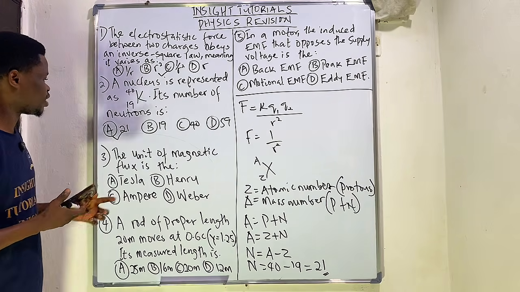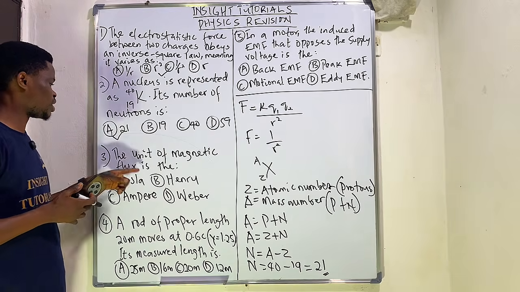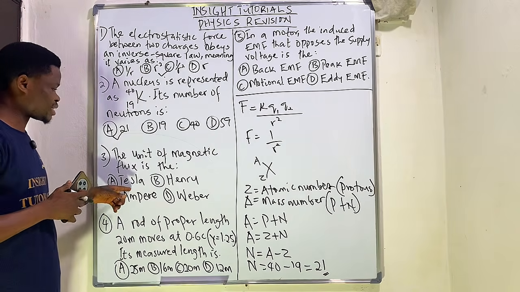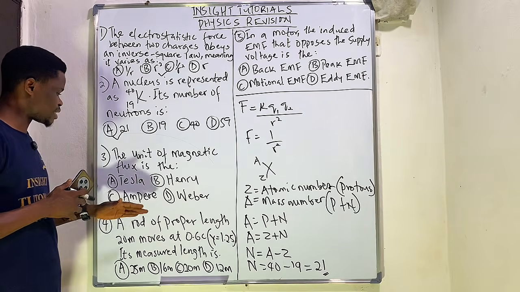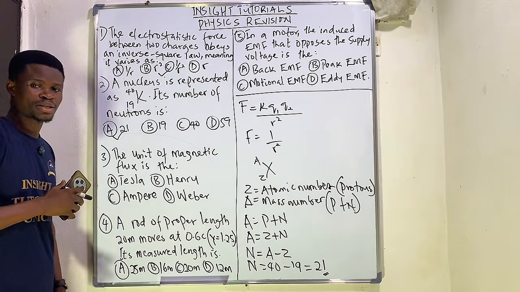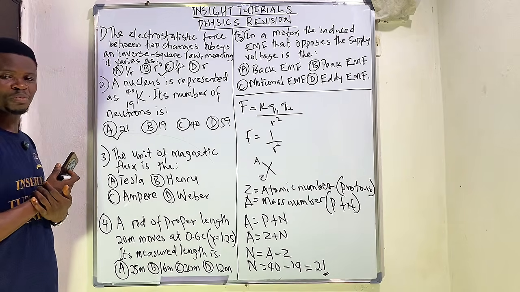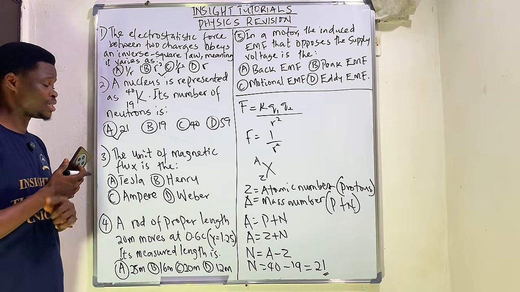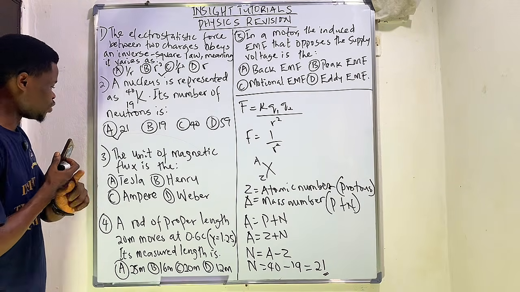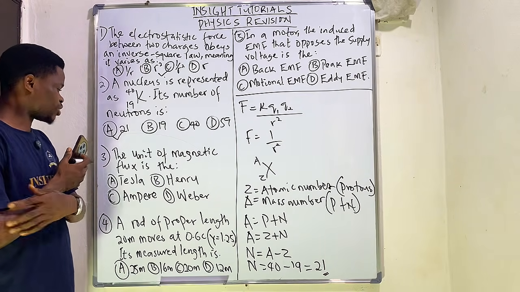The next question says that the unit of magnetic flux is the dash. A says Tesla, B says Henry, C says Ampere, and D says Weber. What do you think the answer will be? I believe you are attempting, and please do always drop your answer in the comment section.